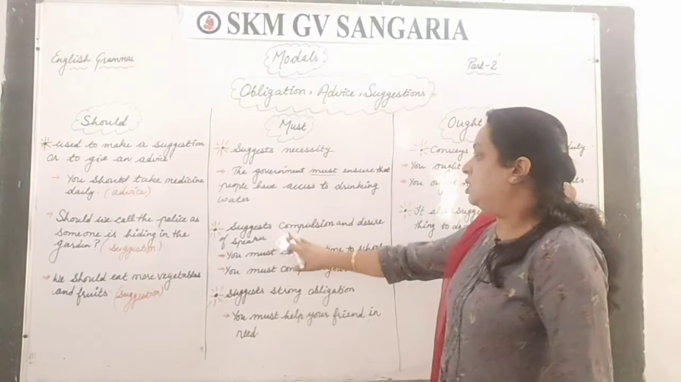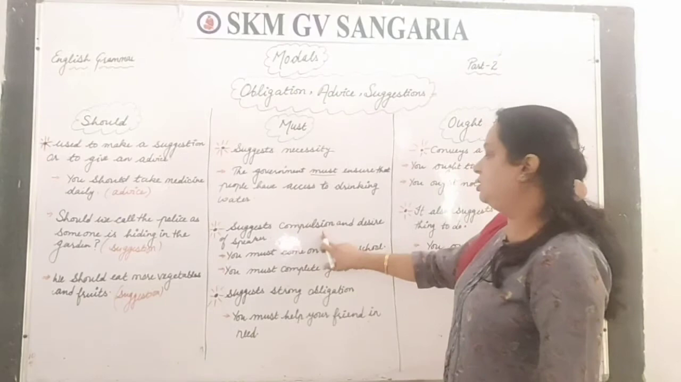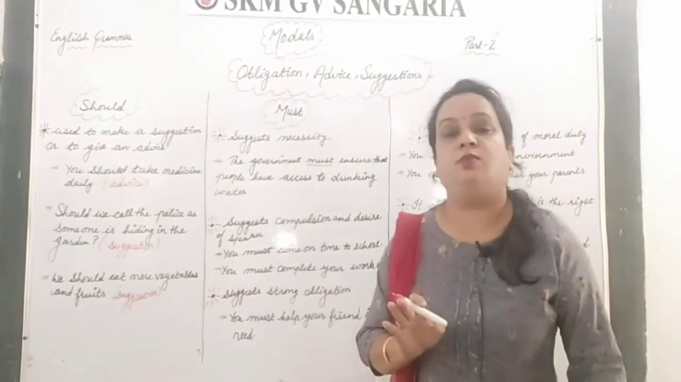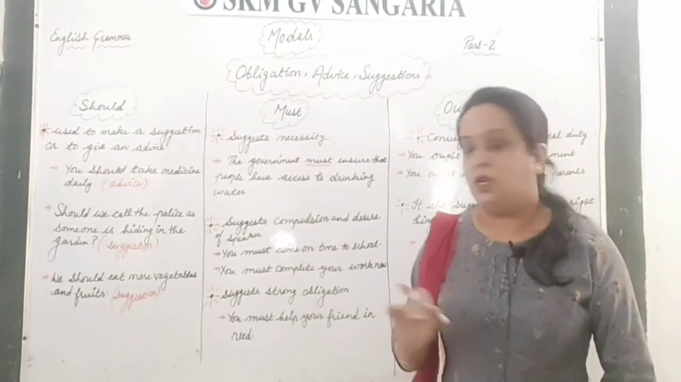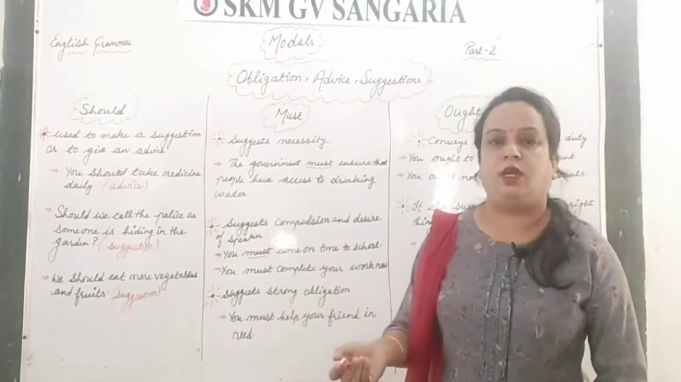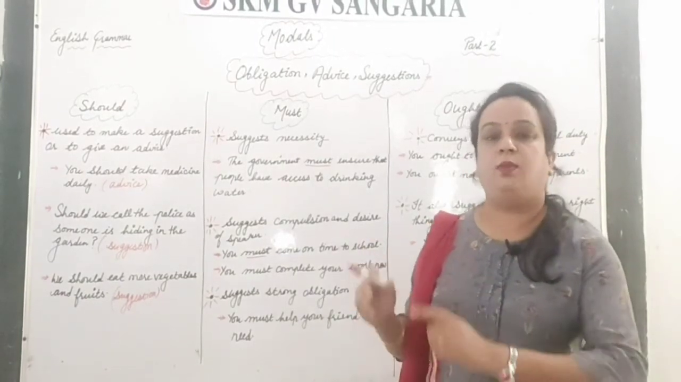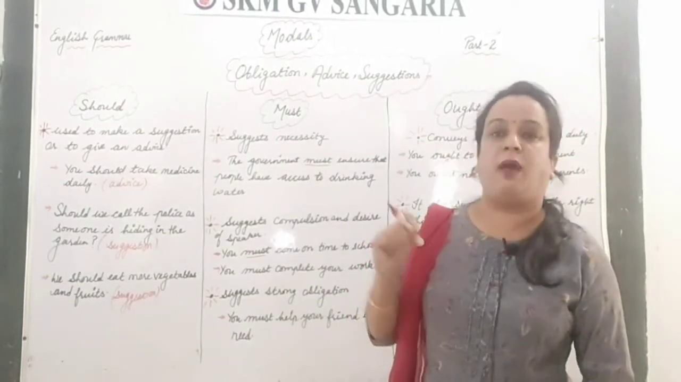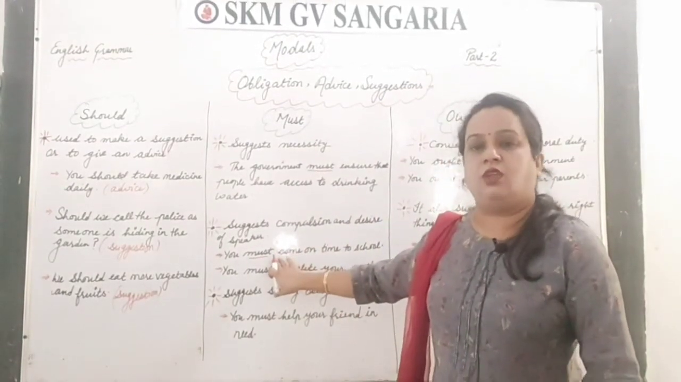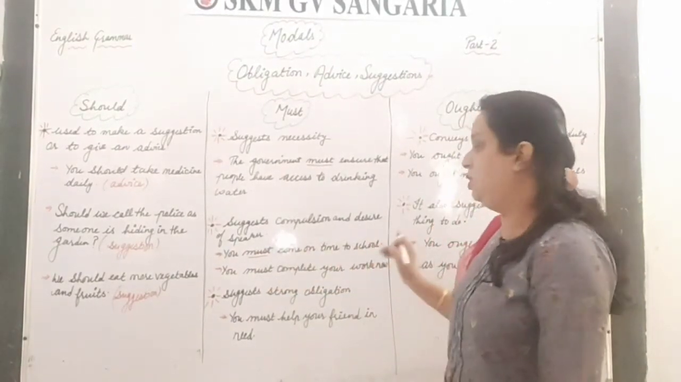Next one is this word must I am talking about. This suggests compulsions and the desire of the speaker. For example, you must come to school on time, right? So that is compulsion, because if you come late, you will stand in the category of latecomers, or you will be named as the latecomers. Here it is a necessity that you have to come on time. So what you will do? You must come on time to school.